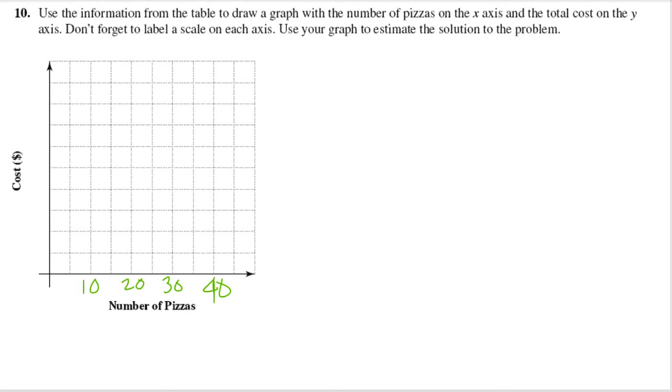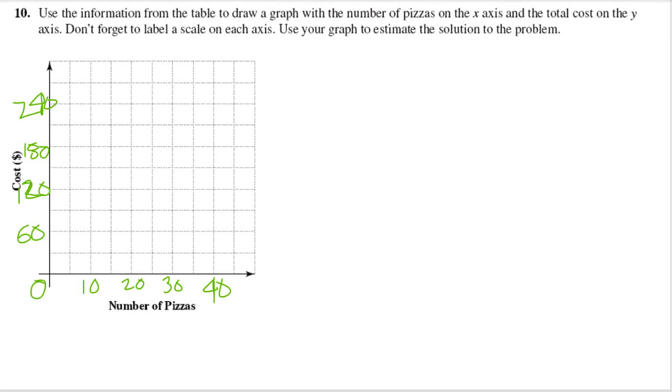So if I go up by 30 for every line, 60 for every 2 lines, 120, 180, 240, and then 300 for the top line. And I have 0 at my origin.